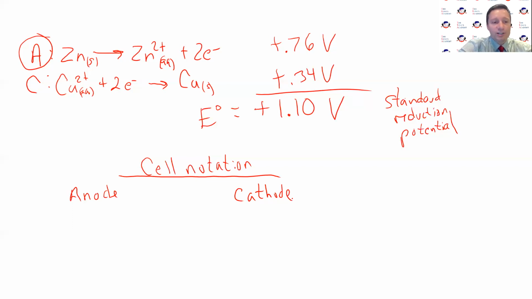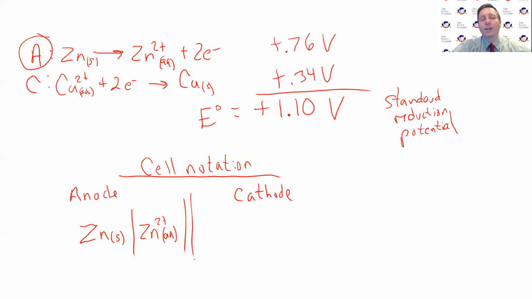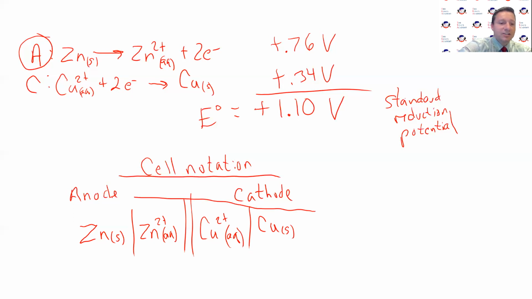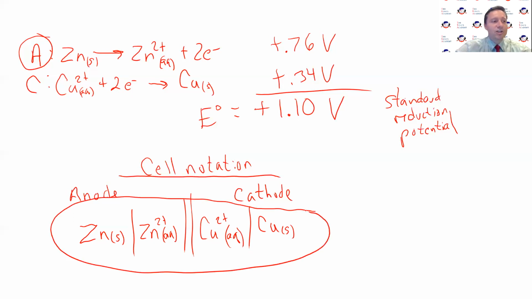When we look at the anode, the solid is the zinc. So I'm going to write this as zinc solid, and I put a line to separate it. Then I have zinc 2 plus aqueous, and I put 2 lines to separate the actual half reactions. Now I go to the aqueous. That is Cu2 plus aqueous, my line to separate, and Cu solid, copper solid. So this written out right here is our cell notation.